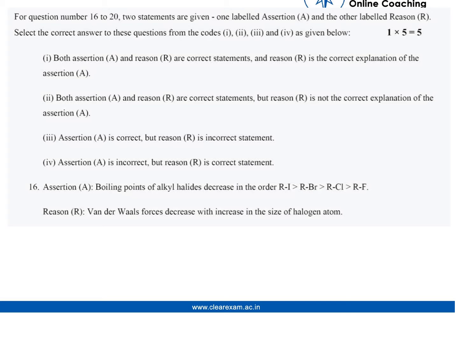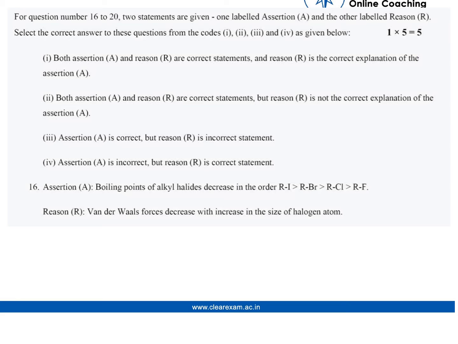Hello everyone, this is our next question in which two statements are given, one labeled as assertion and the other labeled as reason. Select the correct answer to these questions from the codes 1, 2, 3 and 4 as given below. So the first is, both assertion and reason are correct statements and reason is the correct explanation of assertion.